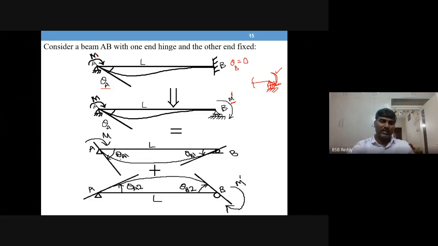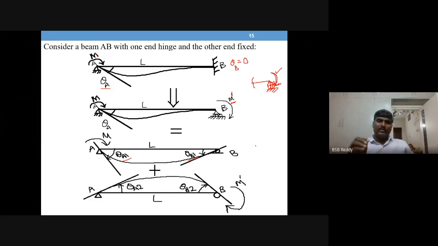So when M is applied, you have two rotations now because here we have roller. So rotation is possible. So theta A1, theta B1. So this is clockwise. This is anti-clockwise. Now if you apply M dash here, you see the beam bends upwards. Okay. So theta B2, second case, theta A2. So here it is anti-clockwise. Here it is clockwise. Right. So remember these two diagrams. So they are very useful for your derivations.